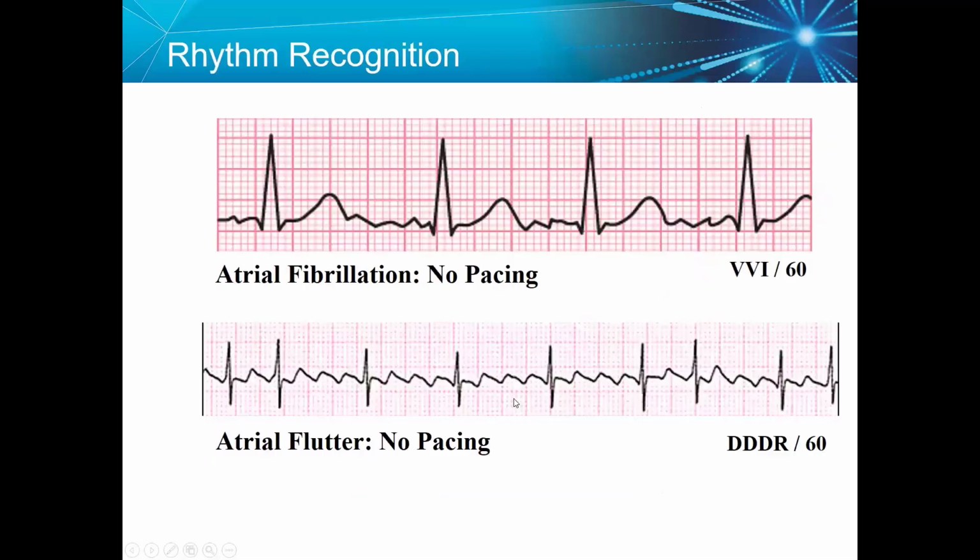Rhythm recognition: here we found that there is atrial fibrillation with normal conduction, no pacing, and here atrial flutter also with no pacing. But here he wrote that it is VVI at rate 60, so it is expected that there is no pacemaker malfunction. This rate is more than 60. Okay, the rhythm above on the screen and the rhythm below.